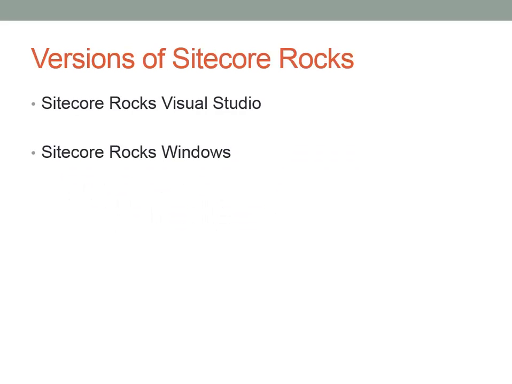Lastly, it is important to know that Sitecore Rocks comes in two different versions, and you do need to consider which version you want to support. Both versions share the same code base, so usually a plugin will work in both. But if you reference the Visual Studio API, your plugin will of course only work with the Visual Studio version. And this is basically what you need to know about plugins for Sitecore Rocks.